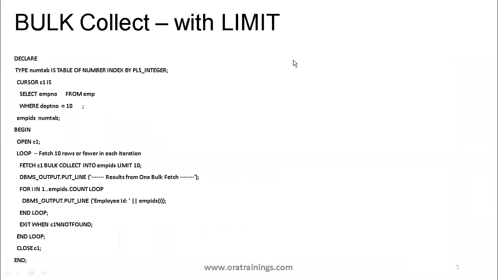Now with the limit functionality. If you observe, in the declare section we declared number_tab as a table of number, nothing but an array of numbers, and we have a cursor which fetches employee numbers, and we want to store them in empid_number_tab. Now we have used a different kind of concept here: an explicit cursor, open C1, loop. Wherever you have an into clause, if you want to deal with bulk collect, you just prefix it with bulk collect. So fetch C1 bulk collect into empid_number_tab limit 10. After that we just printed the data.